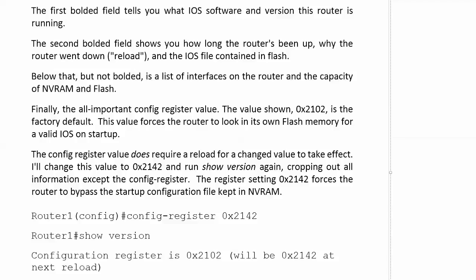It's not just for password recovery. If you want to change any of the orders that we talked about in this section, if you want to change the order in which it looks for the IOS, if you want to change where it looks for the startup config file, this is the kind of thing you would do. Now, some routers require you to set this value to 2142, which makes the router bypass the startup config file.